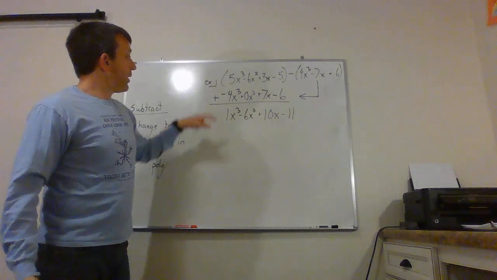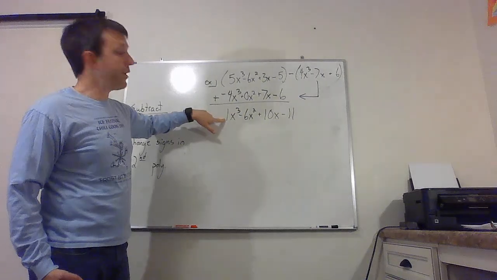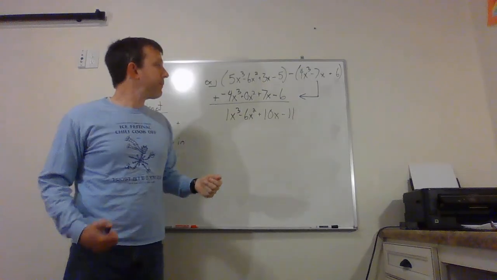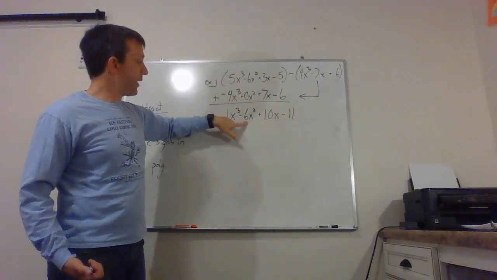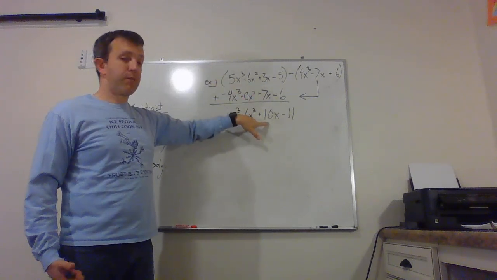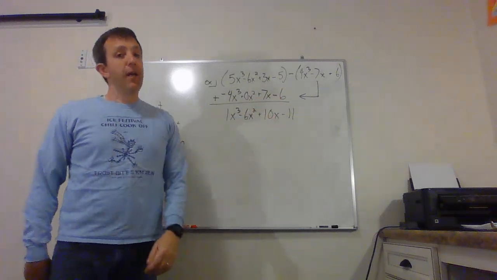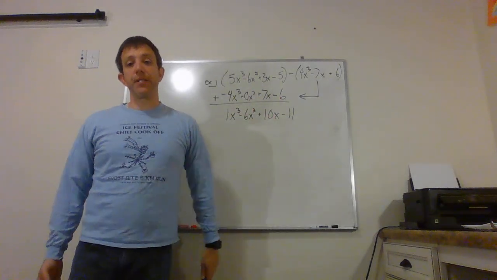So anyway, I go right down the line. 5 and negative 4 makes 1. Remember, you don't actually have to have the 1 there. You could just write x cubed and it would be the same thing. Negative 6 and 0 is negative 6, so I get negative 6x squared. 3 and 7 make 10, so plus 10x. Minus 5 and minus 6 make minus 11. And there you go. That's adding and subtracting polynomials.